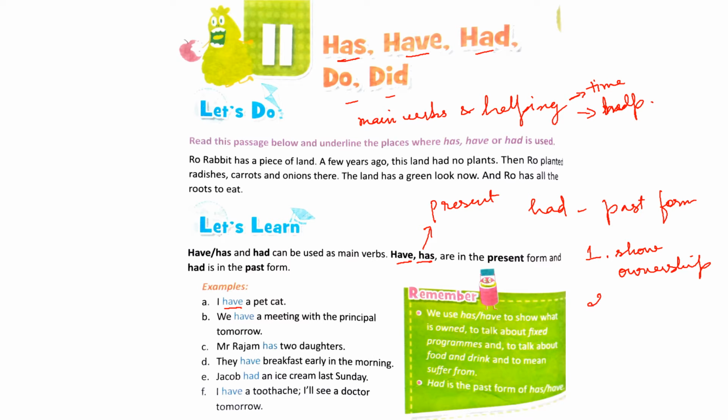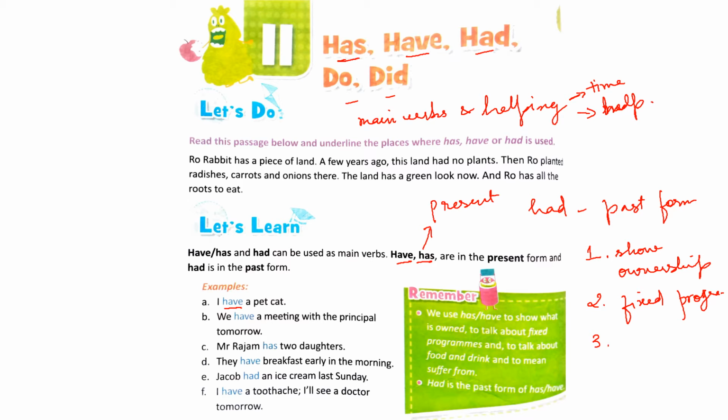Second use of have, has, had is to talk about fixed programs or pre-planned programs. See the example here. We have a meeting with the principal tomorrow. So here we are talking about some fixed plan, like the meeting is already planned, right? So when we have to talk about something like that, we use have, has and had.